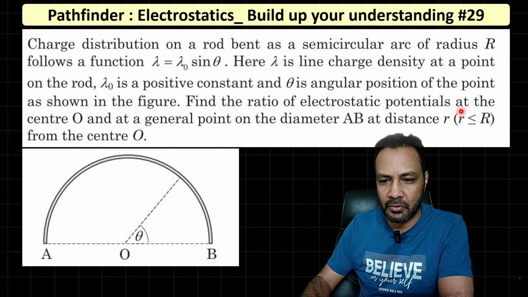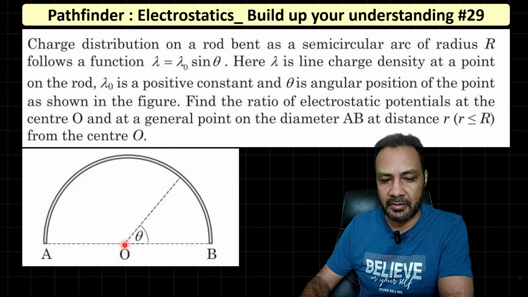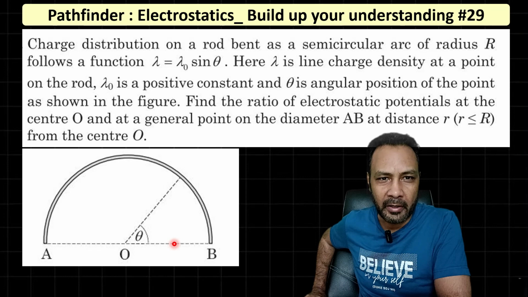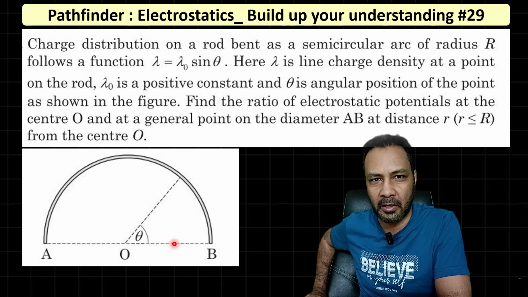Find the ratio of the electrostatic potential at the center and at a general point on the diameter AB at a distance small r, where small r is smaller than capital R, from the center. So what we have to do is find the potential at the center and the potential at any other general point at a distance small r from the center on the diameter. Basically I'll attempt to find the potential at a general point on the diameter, and from there if I put r is equal to 0, I will get the potential at the center also.